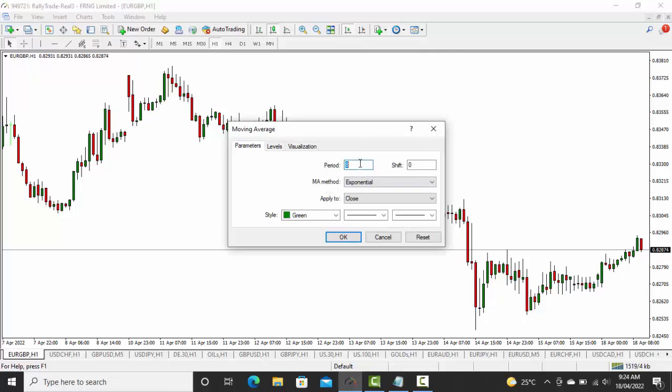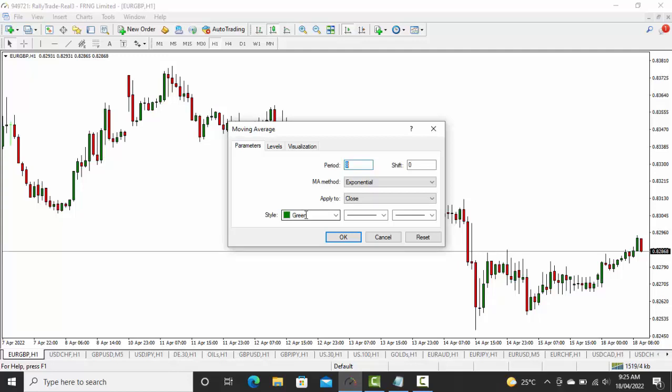So from trend, I get to pick moving average and I make the following adjustment. The period, since I'm using two moving averages, I can start the settings from any of the two, but let's start with the 8. That's the fast moving average. So the 8, the MA method is going to be exponential and I'm going to apply it to close, and the style is going to be green. I'm using green based on the colors of my candles.